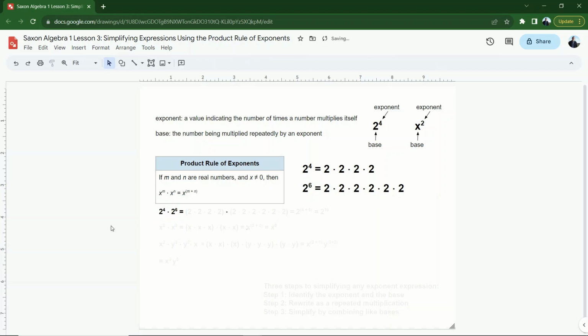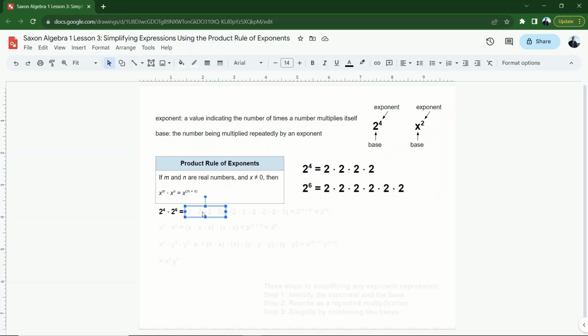2 to the 4th times 2 to the 6th. I'm going to take these two numbers and multiply them together. By the way, we already evaluated 2 to the 4th as 16. 2 to the 6th wouldn't be that hard to evaluate because we're just going to take 16 times 2 is 32, times 2 is 64. So 2 to the 6th would be 64. Now what if I had 2 to the 4th times 2 to the 6th? Now if you're intuitive, you probably realize that 2 to the 4th is 16, 2 to the 6th is 64. I could just multiply 16 times 64. That would give me the right answer. We're going to do this a little bit differently though.